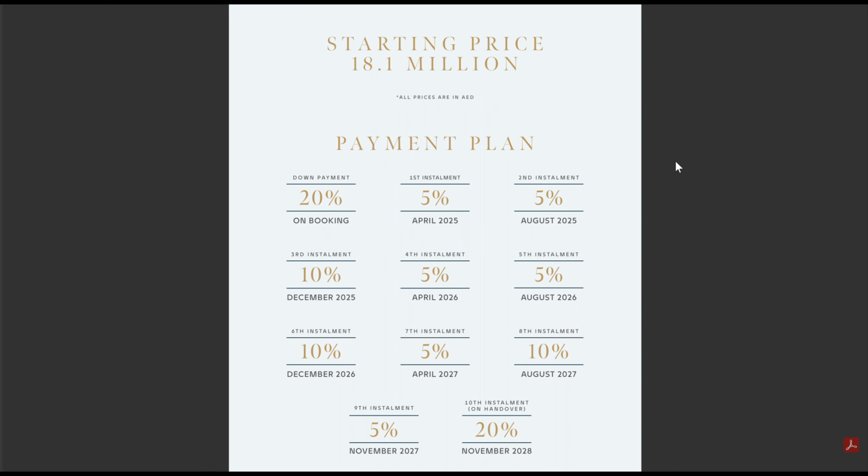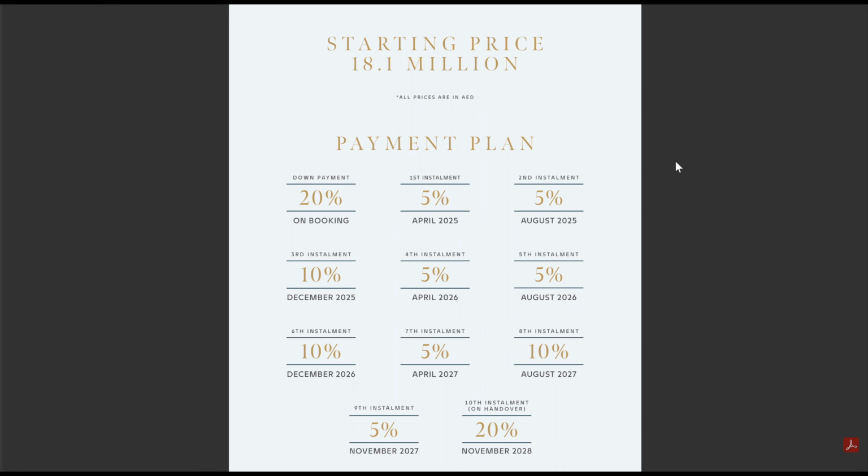Here we see 20% is a down payment, and then you pay 4% DLD, which is the Dubai Land Department registration fee for your property. And in case somebody wants to book today, here we see a 5% payment is payable in April 2025, and then the next 5% installment will come in August 2025, and then we see 10% in December 2025, and 5% again next year in 2026, again 5% in August 2026, and 10% in December 2026. So you are typically paying 20% every year.